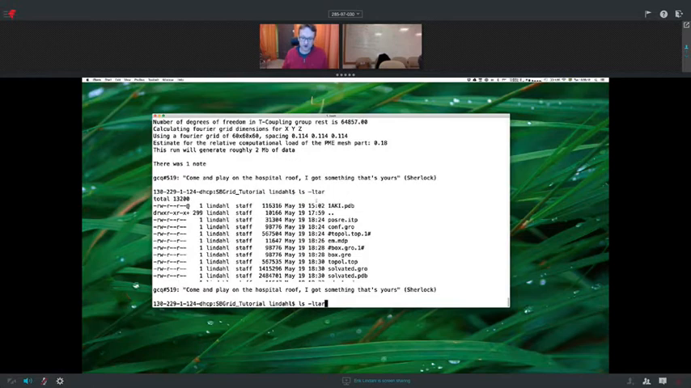This small file contains everything, literally everything in the simulation. If I wanted to move this to another computer, I would just have to do an FTP of this file, and then I could run this with a different version of Gromacs on a different computer, and everything would just work.